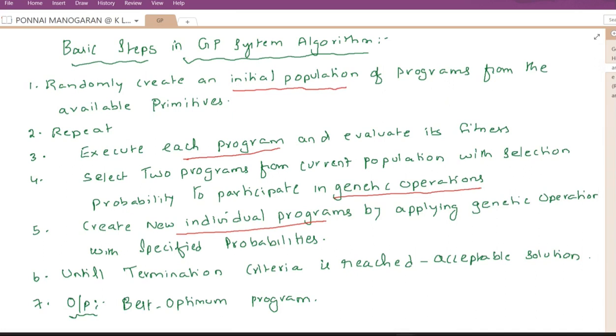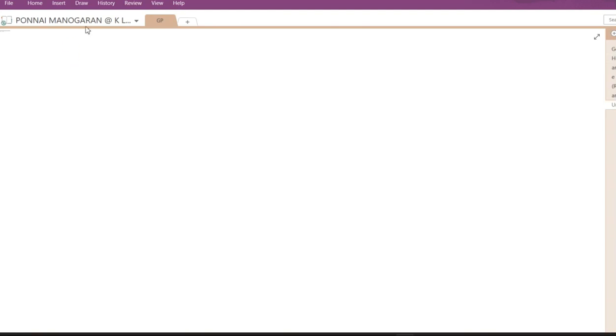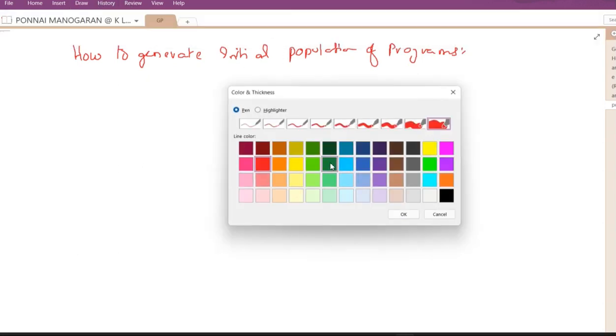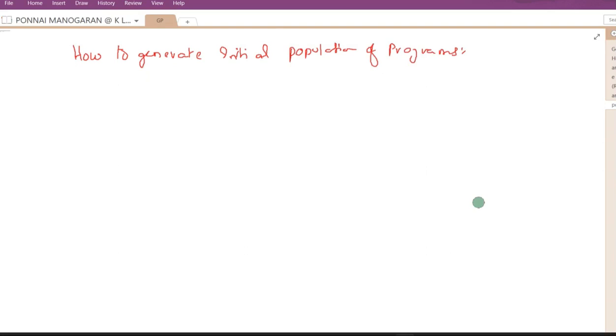Okay, and for this program, we can also learn how to generate the initial population. So I will tell you one simple technique for how to generate an initial population of programs. So it's very simple. For generating an initial population of programs, first of all, what you have to do is define the primitive set.